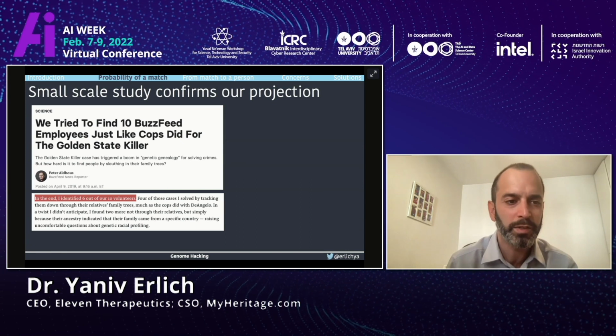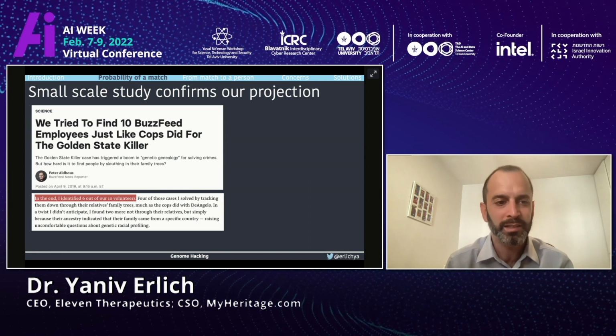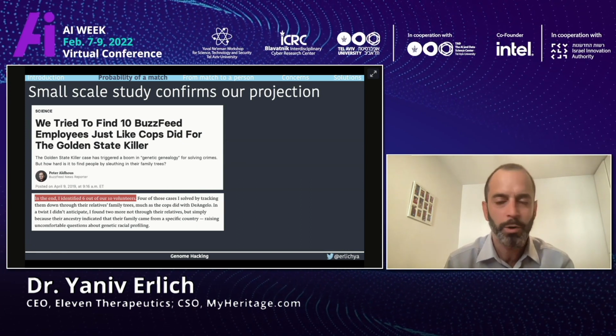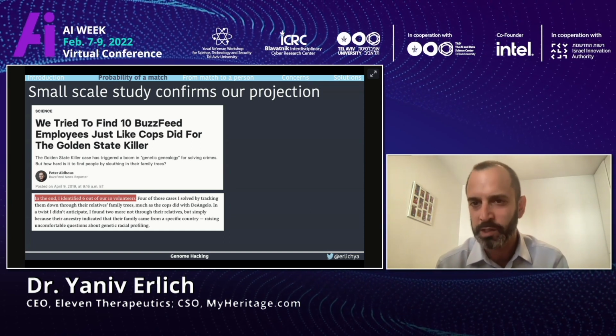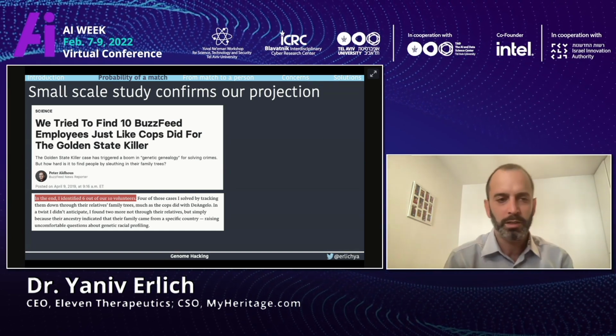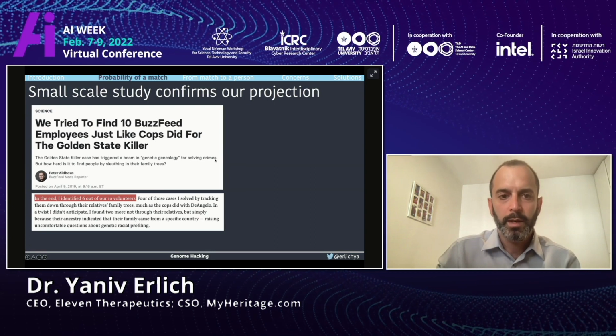In this study, BuzzFeed tried to identify 10 volunteers, and they were able to identify 6 out of the 10, which matches our 60% projection. It's quite nice to see that.